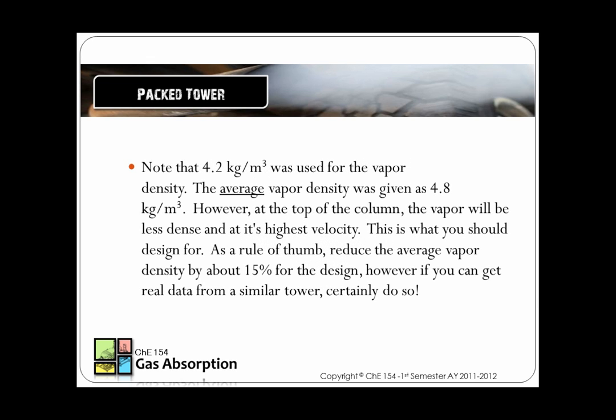You might be wondering why 4.2 kg per meter cube was used for the vapor density, since the given average vapor density was 4.8 kg per meter cube. However, you should be aware that at the top of the column, the vapor will be less dense at its highest velocity. This is what you should design for. As a rule of thumb, reduce the average vapor density by about 15% for the design. However, if you can get the real data from a similar tower, certainly do so.